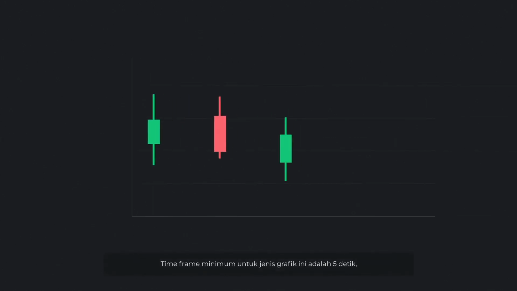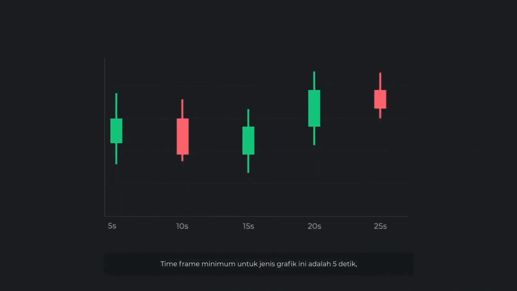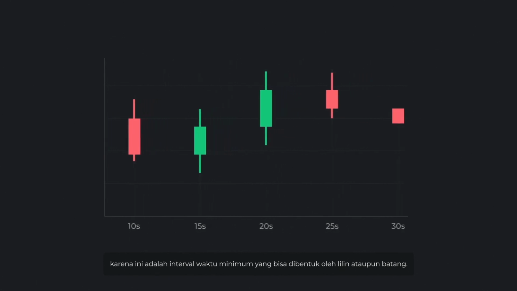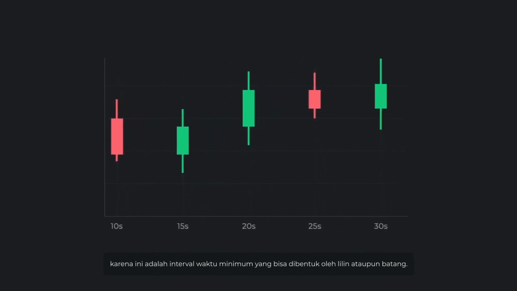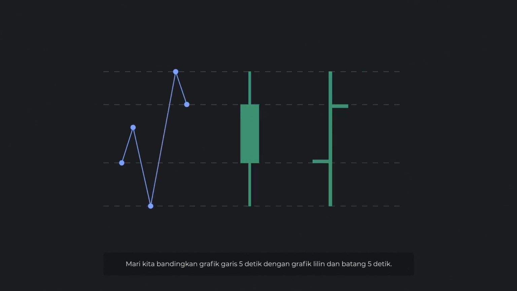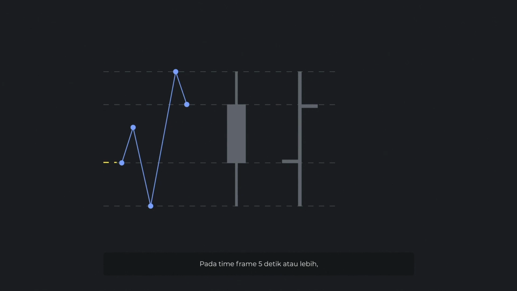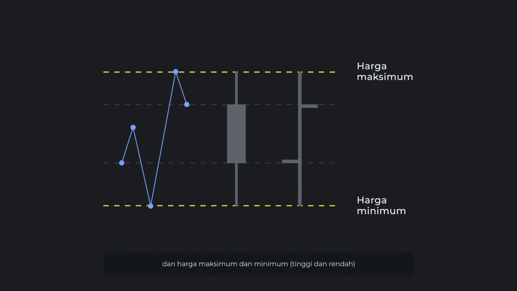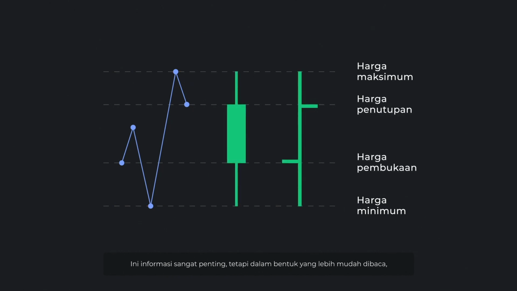The minimum time frame for these chart types is 5 seconds, because it is during this minimum interval that one candlestick or bar can form. Let's compare the 5-second line chart with the candlestick and bar. On the time frame of 5 seconds or more, you can identify the initial asset price, opening price, the final price, closing price, and the maximum and minimum price, high and low, that the asset has reached over the interval in question. This very information, but in a more readable form, is presented in a bar or candlestick.